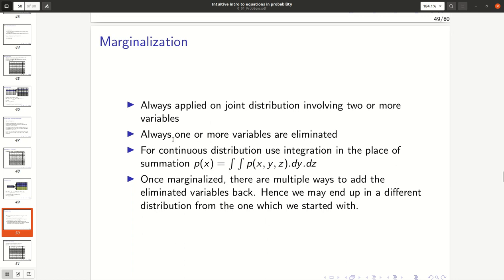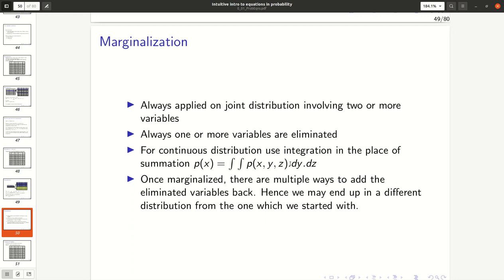Always after marginalization, one or more variables are eliminated. So in the new table, at least one variable will not be there, which was there in the original table. For continuous distributions, you can do marginalization just by replacing sigma with integration in the formula. So all other things are the same as in discrete distributions.